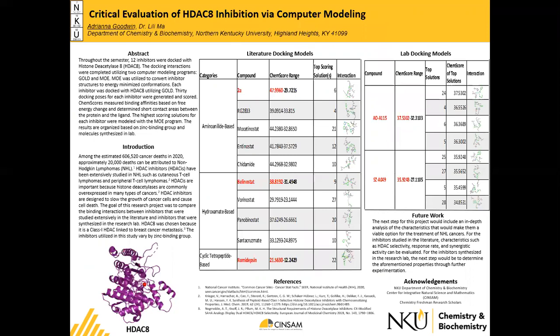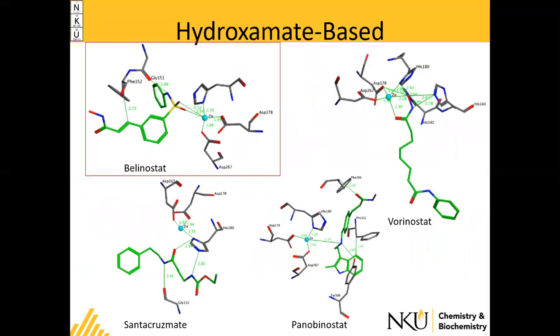And then if we move on, we look at the hydroxamate base, we can see that belinostat is the best hydroxamate based inhibitor. Again, if we look at the structures, we can see that it has that L shape, it has a lot of interaction with the zinc ion, and it has a lot of interaction with protein residues as well, compared to the others, which either don't fit in the pocket as well or have less interaction with protein residues.